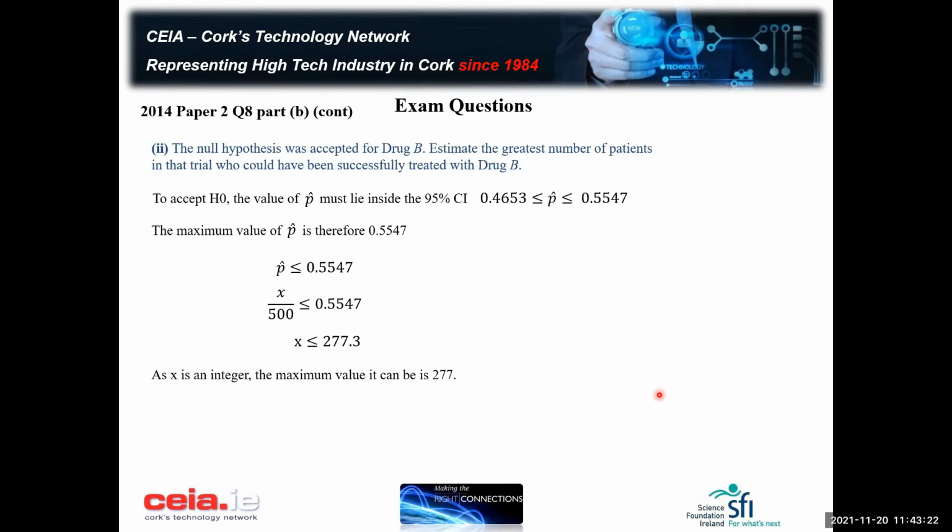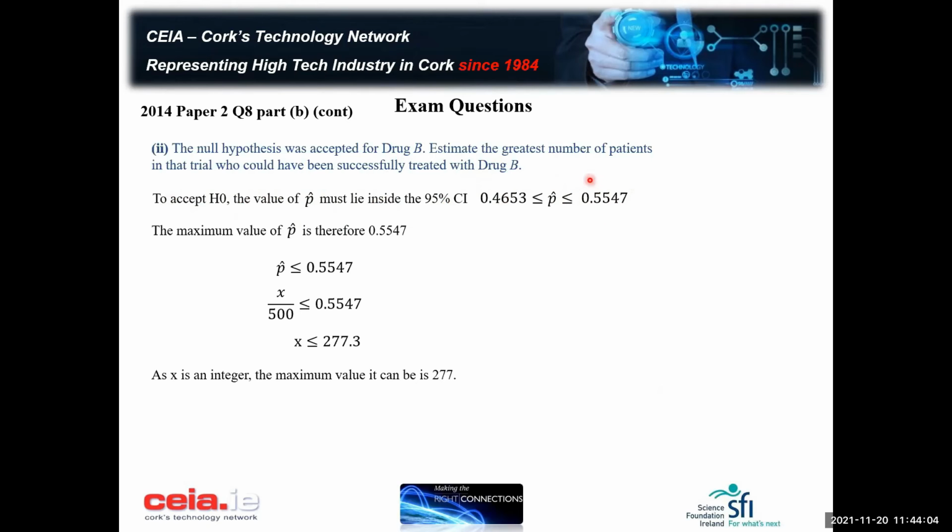Now they're saying that you've got another drug B, and in this case, you want to find the range where the maximum proportion of patients that could be treated with drug B would lie within this range, so that you could accept the null hypothesis. To accept the null hypothesis, p hat must lie inside this range.